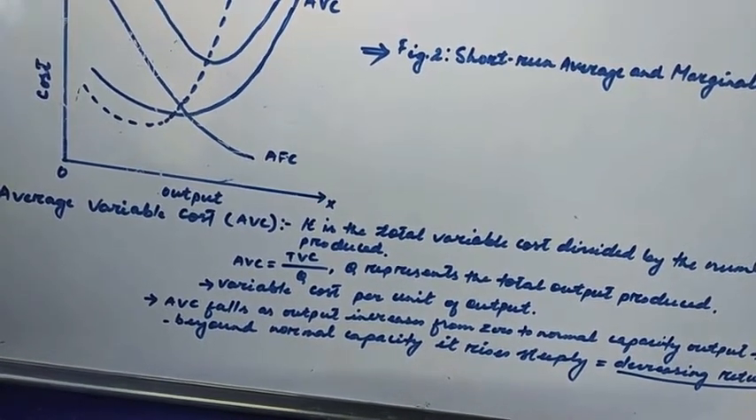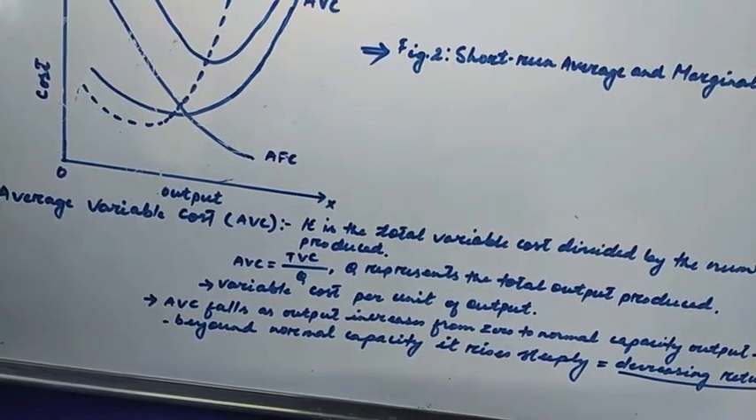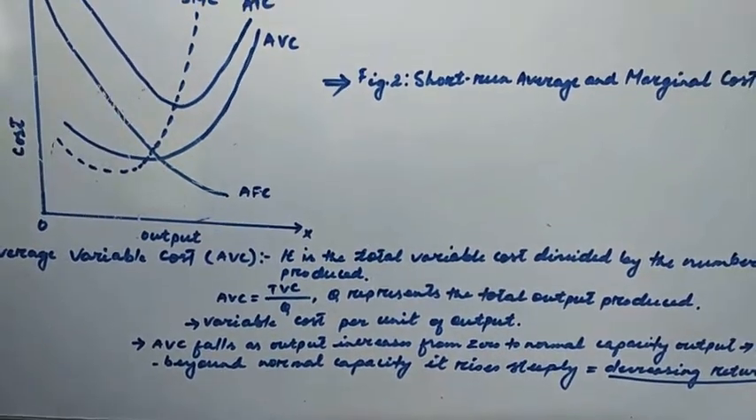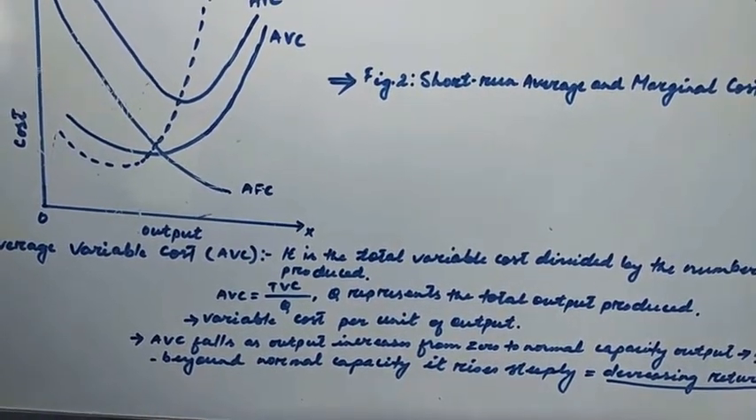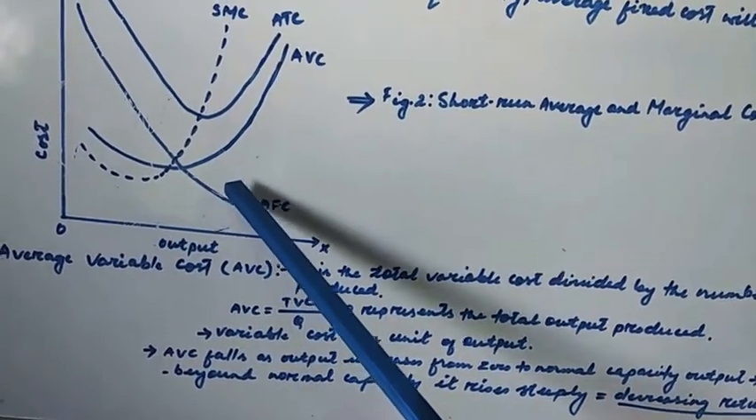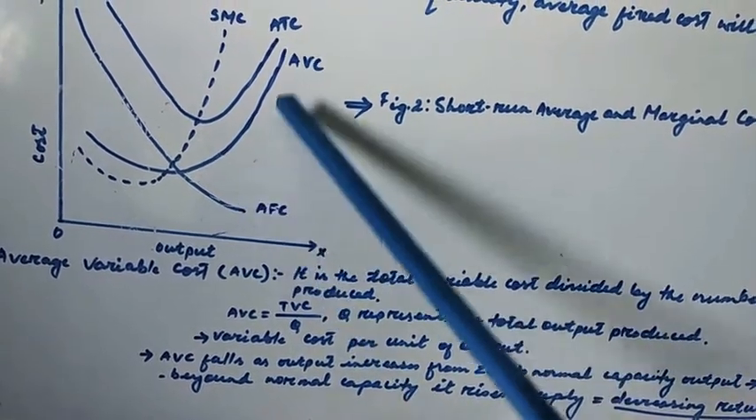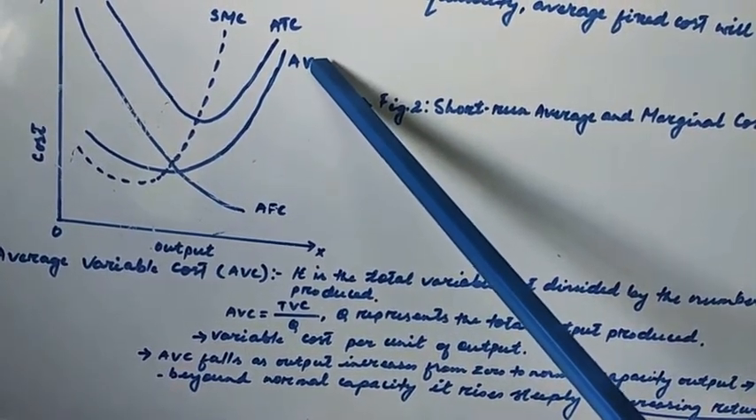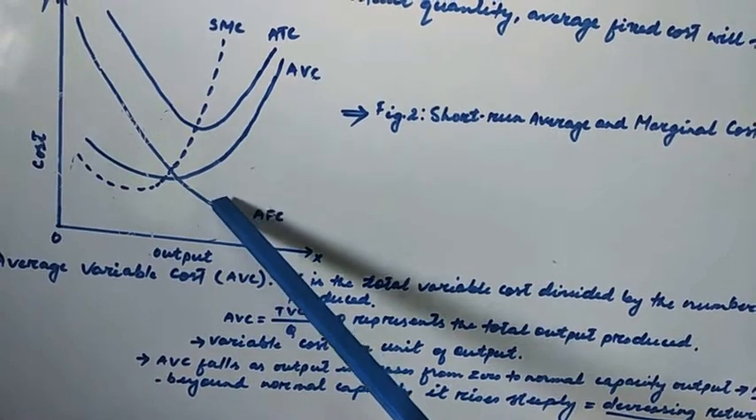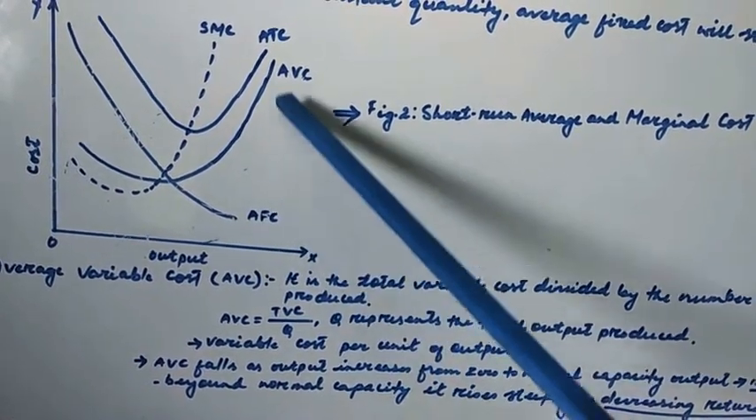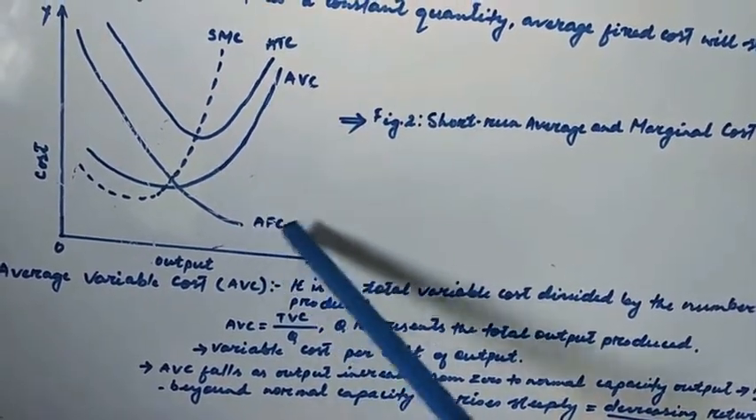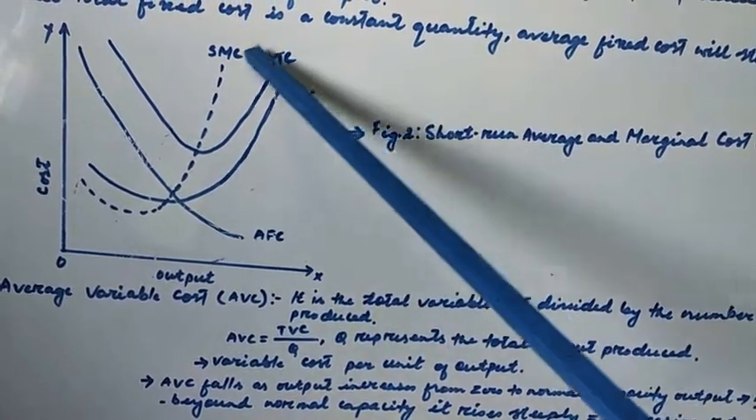What happens is the vertical distance between the average total cost curve and the average variable cost curve goes on declining. And when the average fixed cost curve approaches the x-axis, the average variable cost curve approaches the average total cost curve. So when the AFC curve is approaching towards the x-axis, the AVC is approaching towards the average total cost. You can see this from the diagram. So that is the little relationship that occurs between these three.